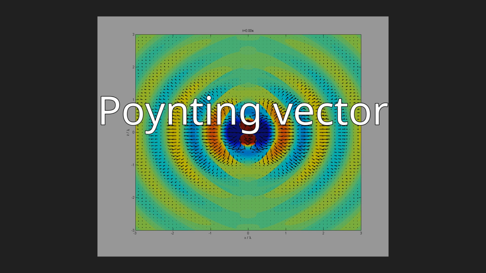Poynting vector. In physics, the Poynting vector represents the directional energy flux, the energy transfer per unit area per unit time, of an electromagnetic field. The SI unit of the Poynting vector is the watt per square meter, W/m². It is named after its discoverer John Henry Poynting, who first derived it in 1884.